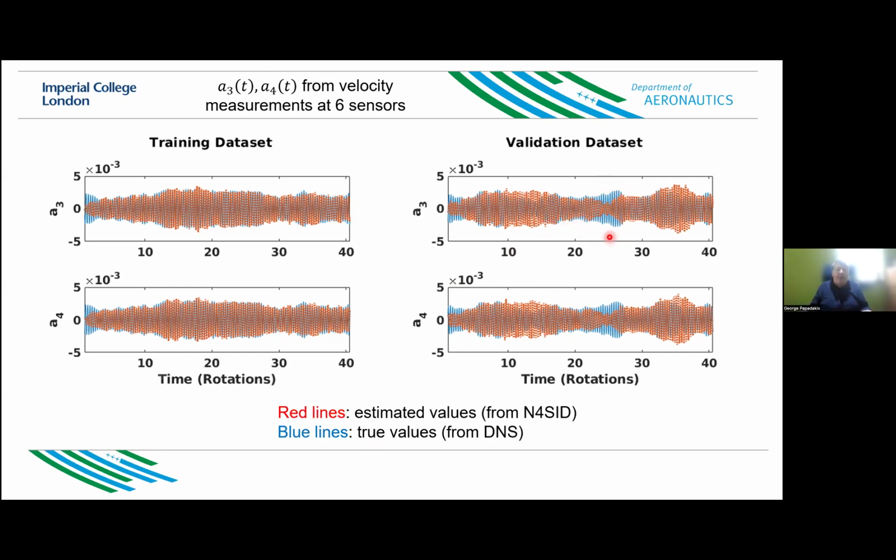As I increase the mode number, the estimation becomes more difficult because the spatial extent of the mode becomes shorter. So 1 point or 6 points cannot capture these smaller scale structures. As I increase the model order, my accuracy becomes lower.